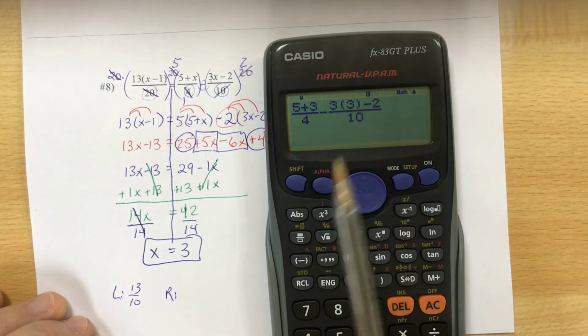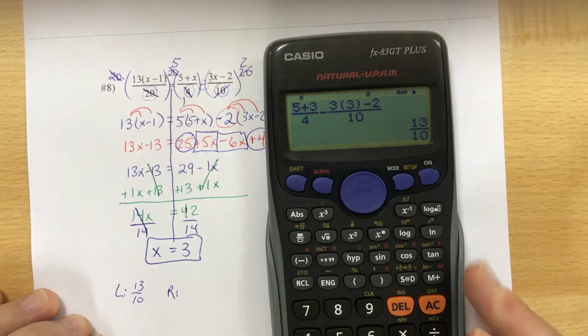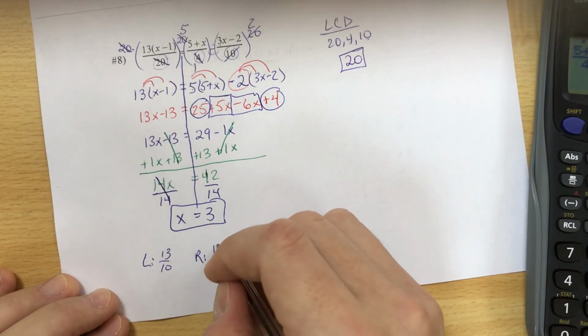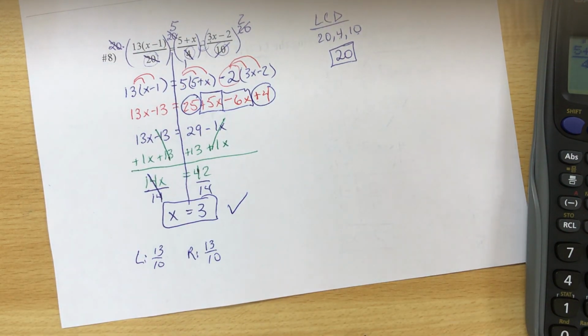Now, what we're hoping to get here is the same value, 13 over 10. And we get, there it is, 13 over 10. There's your check, so we know that this is good. And that is the end of the notes.